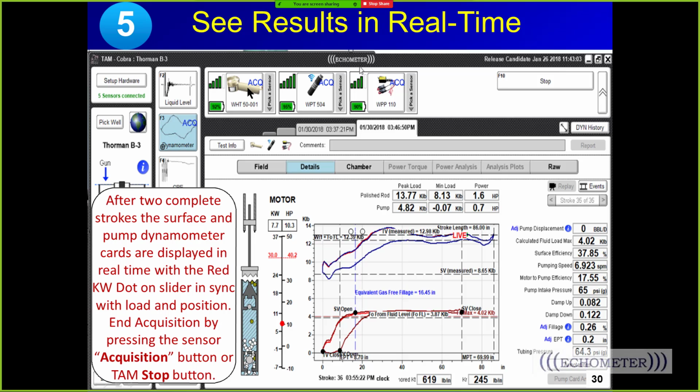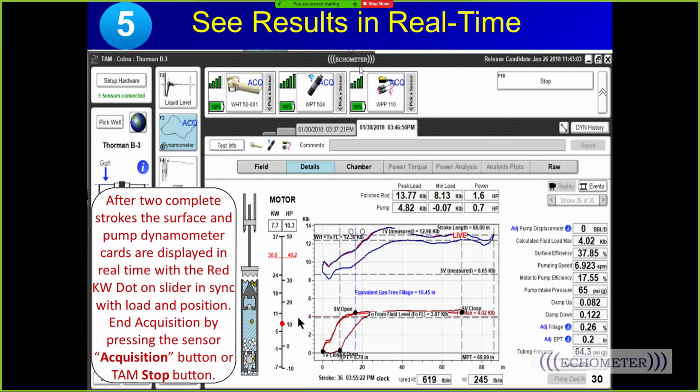And it's showing that we're acquiring here load and tubing pressure, or pressure with the pressure transducer, acceleration, and volts and amps and kW with the wireless system. Once two strokes are acquired, then we start to see the surface card and pump card in the live mode, and we have this little display here of the power.